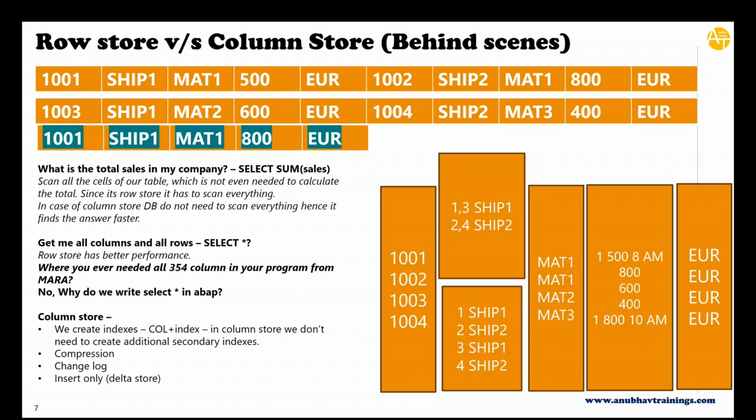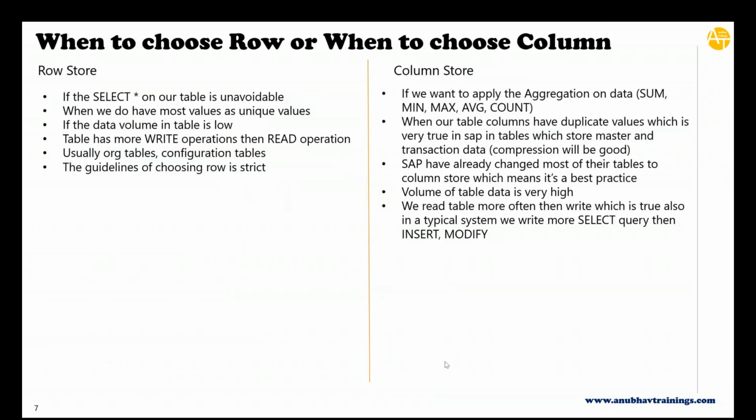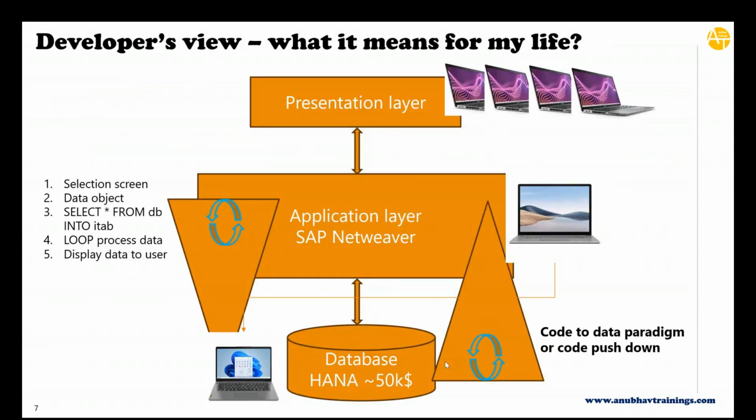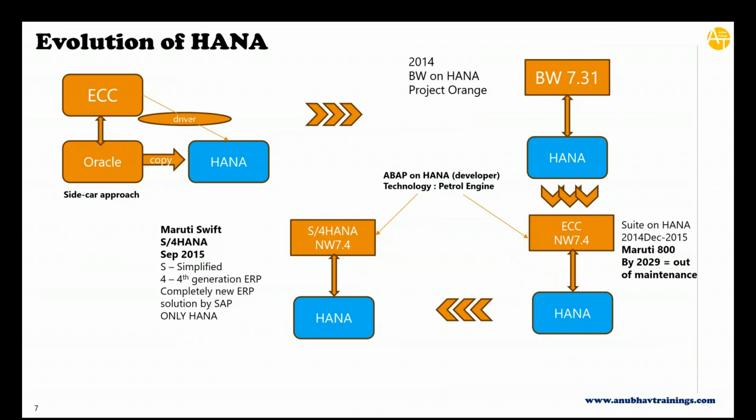We also discussed about the benefits of row versus column store, when to choose which data store, and what it means for you and me as a developer for building a SAP application on a HANA database. Basically, we talked about what is code to data paradigm. We also talked about the evolution of SAP HANA, how SAP HANA came into existence with existing SAP solutions, which includes ECC on HANA, BW on HANA, Suite on HANA, and S4 HANA. And what technology do you use as a developer to build applications using ABAP on HANA?